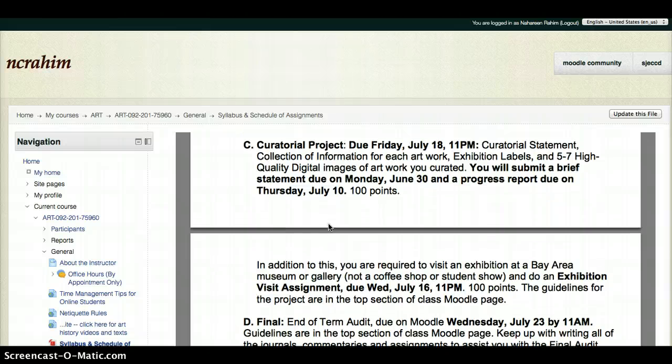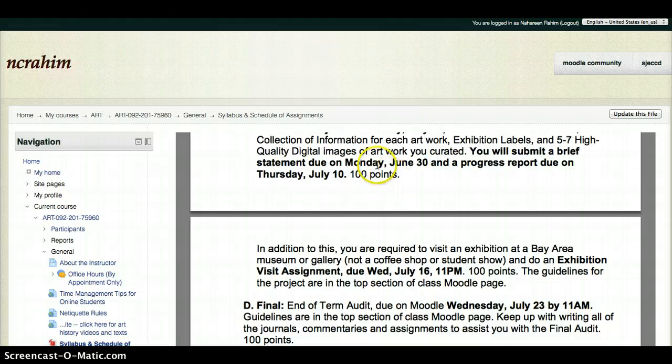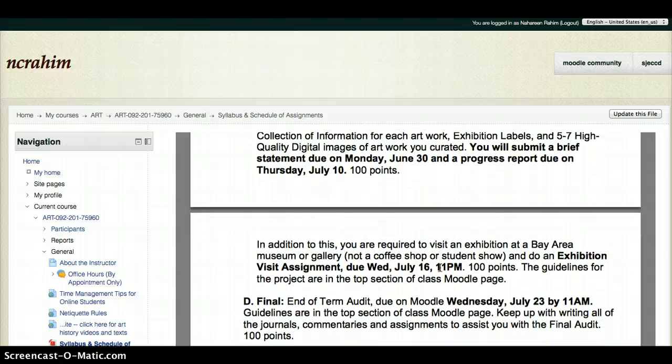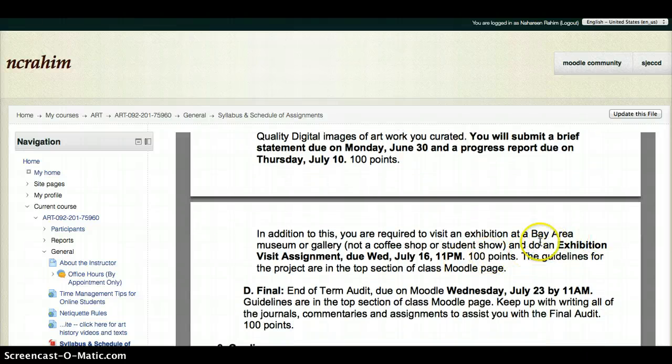Okay, the big deal is the curatorial project. It's due on Friday, July 18th at 11 p.m. There are various different components for it. The guidelines are on Moodle. We're going to be keeping a progress report track, so there are going to be components of the assignment due throughout the course of the 4 weeks. The exhibition visit assignment is one component, so the guidelines for that are on Moodle as well.